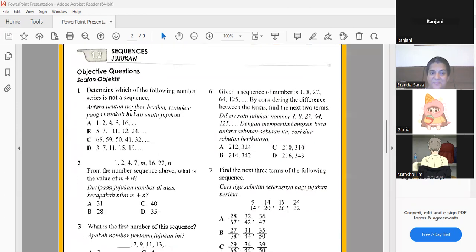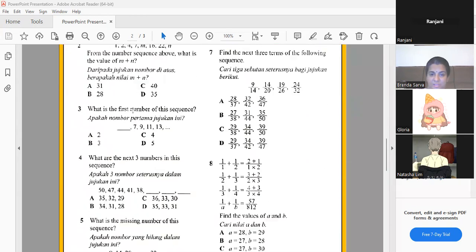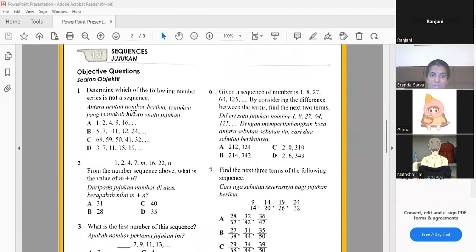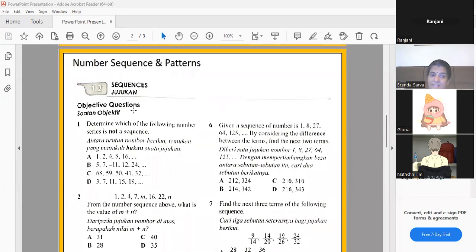So let's go now, try second page. Okay. Now we have 8 questions here. Okay. 8 questions. So be it. Again, it's sequences. Let's read it. Okay. Determine which of the following number series is not a sequence. Now, if you have done this, then put your answer in the chat. Okay. And if you have not done it, then try to do it before I explain. So I give you some time to work on it.